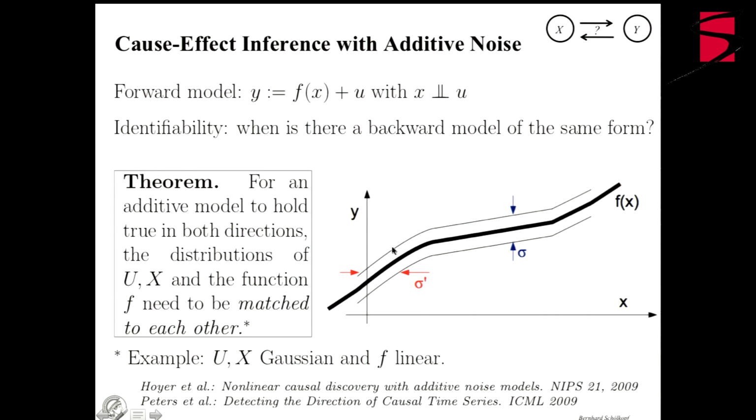Think of a nonlinear function and add some noise, and actually for the sake of the picture, let's assume the noise has bounded variance. Then the noise will have the same variance everywhere here. Remember that x is independent of u, but then in the backward direction you won't be able to have the same noise everywhere. So in the backward direction the noise would be dependent. Okay, so this is nice, this kind of asymmetry.